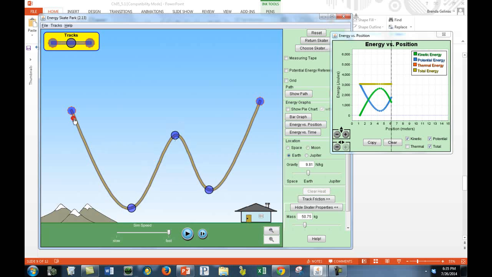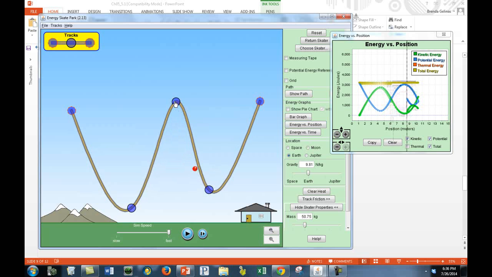Okay, so let's take a look over here. What do you think is going to happen? I'm going to start the ball right here. Do you think that the ball is going to make it over the hump? All right, make a prediction. All right, so let's see what's going to happen. All right, it did make it over the hump and actually jumped right over, right?